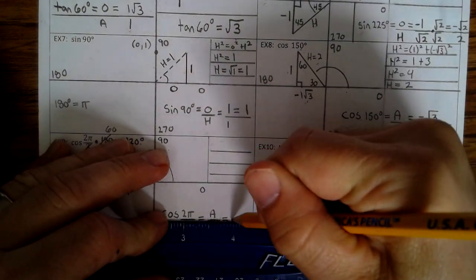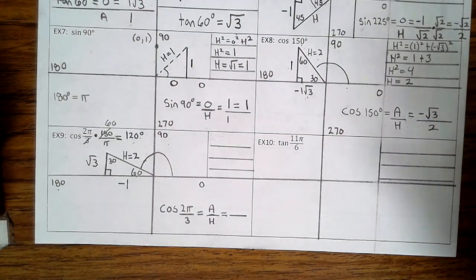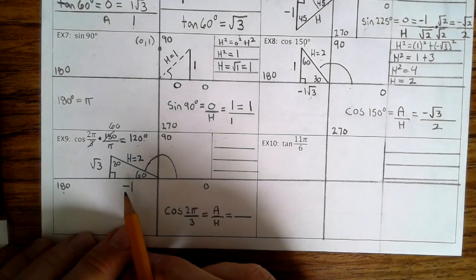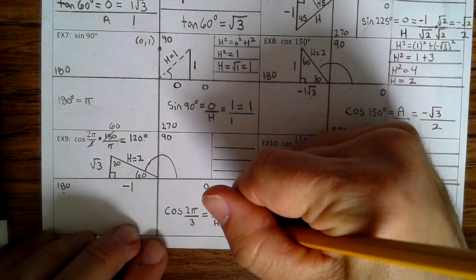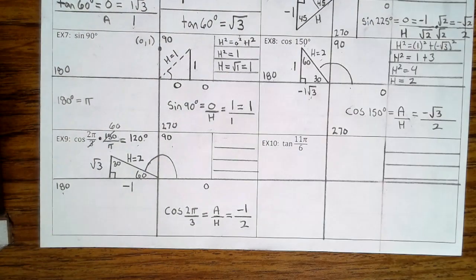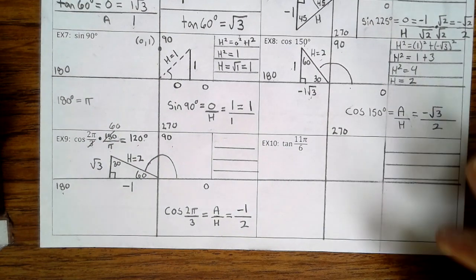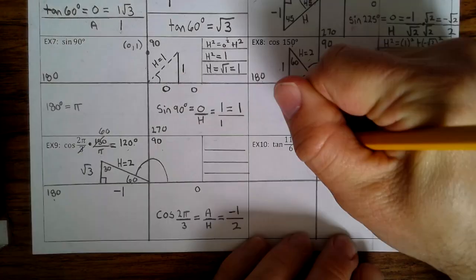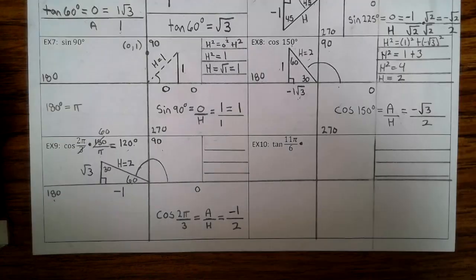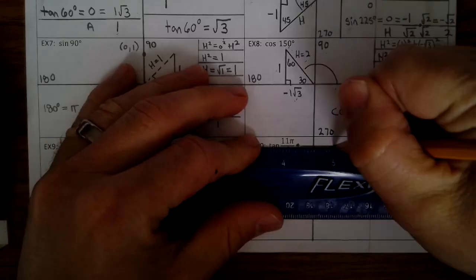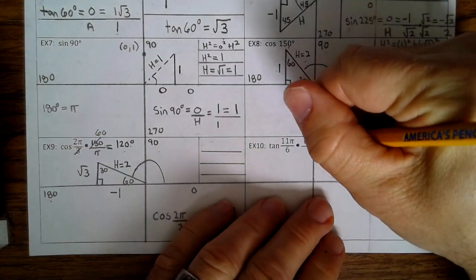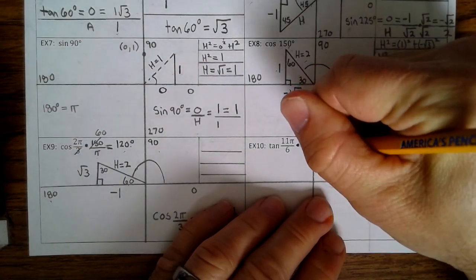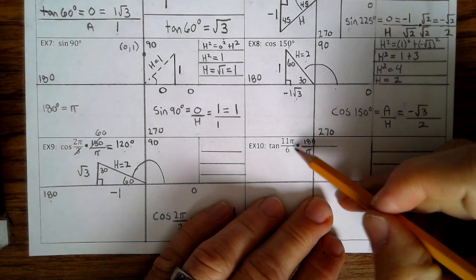All right, let's take a look at example 10. So again, we're going to convert this to degrees. So we're going to multiply this by 180 divided by pi. The pi's divide out. 6 goes into 180, I believe, 30 times. So 30 times 11 is 330 degrees.